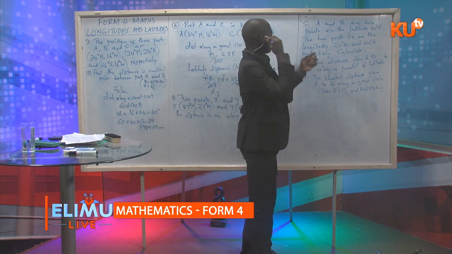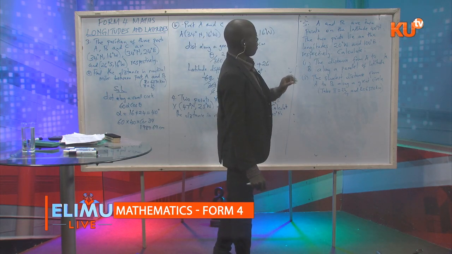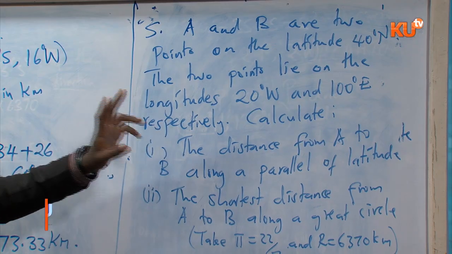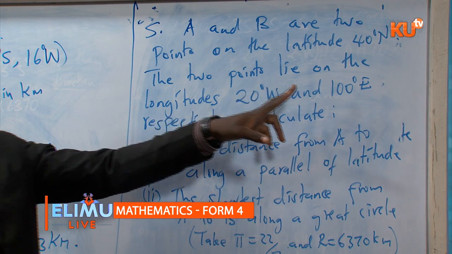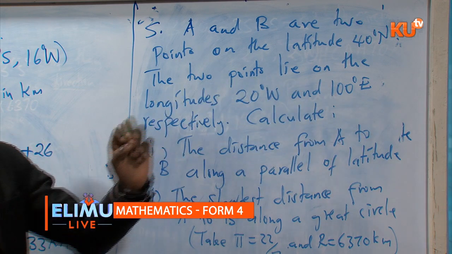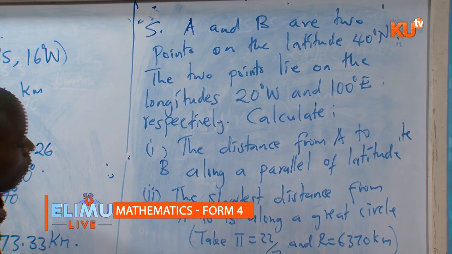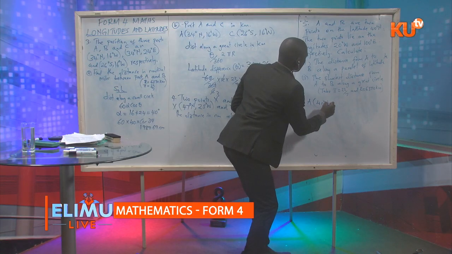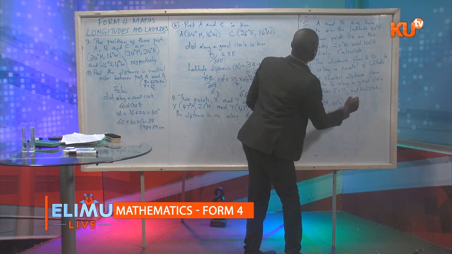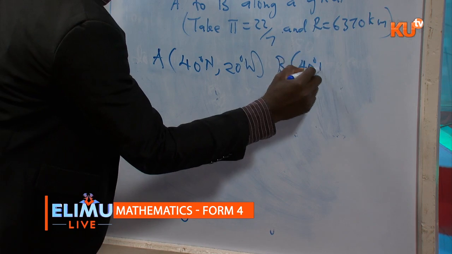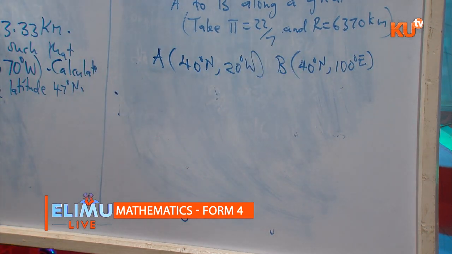Question 5, A and B are 2 points on the latitude 40 degrees north, meaning they share the latitude 40 north, but the longitudes are different. So A is on the longitude of 20 degrees west, and B is on 100 degrees east. If you write it down, A will be 40 degrees north, 20 degrees west, and then B will be 40 degrees north and 100 degrees east. So that tells you that it is a small circle.